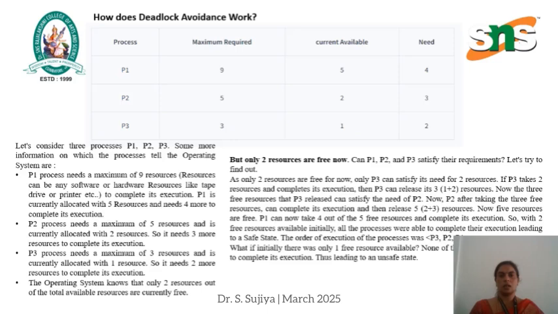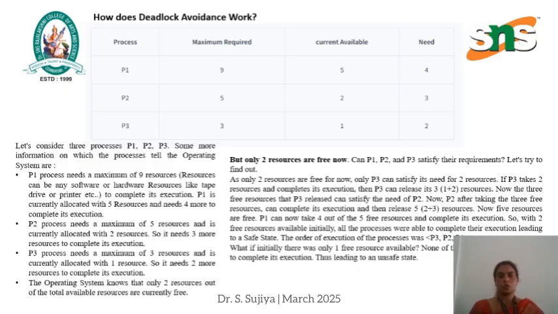Now, how does deadlock avoidance work? Here we have 3 processes: process P1, process P2, and process P3. The maximum requirement for P1 is 9, for P2 is 5, and for P3 is 3. The currently allocated resources for process 1 is 5, for process 2 is 2, and for process 3 is 1. So process 1 needs 4 extra to complete its task, P2 requires 3 more resources, and P3 requires 2 more resources, but currently only 2 are free.